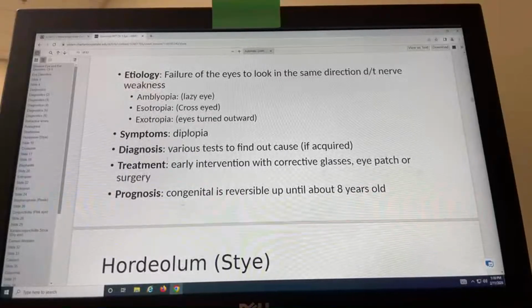Diagnostic-wise, it depends, again, on why it's happening. Some people are born this way. Some people have something happen due to nerve trauma, or some people get kicked in the head real hard. That's what acquired means. If all of a sudden you develop this and you didn't have it before, there are going to be more tests. But if you're born with it, then you know that it was congenital. You're just born that way. There are things you can do for people that are born with it.